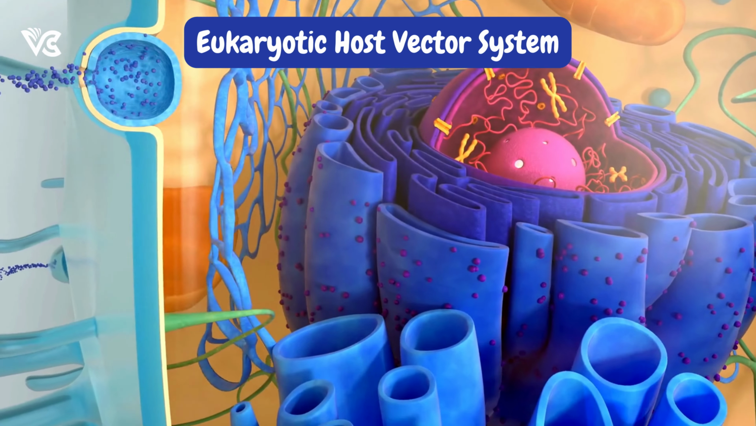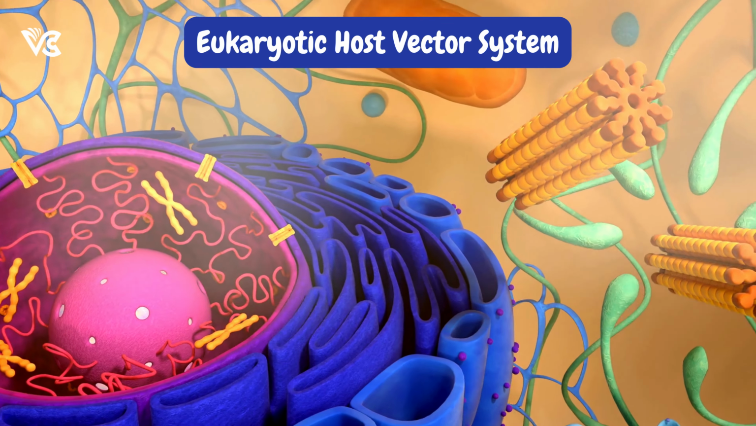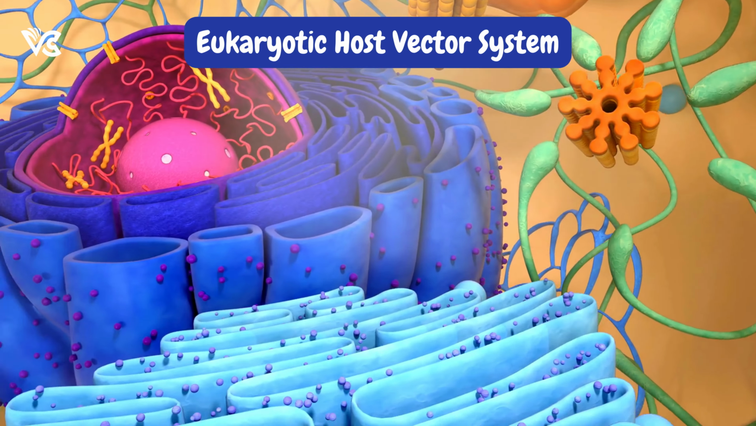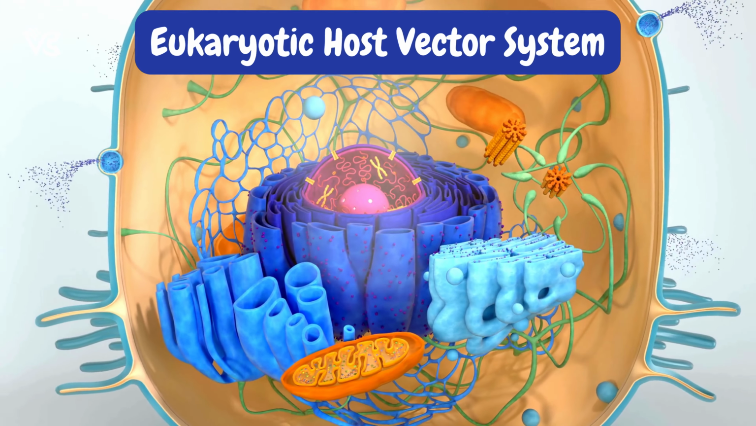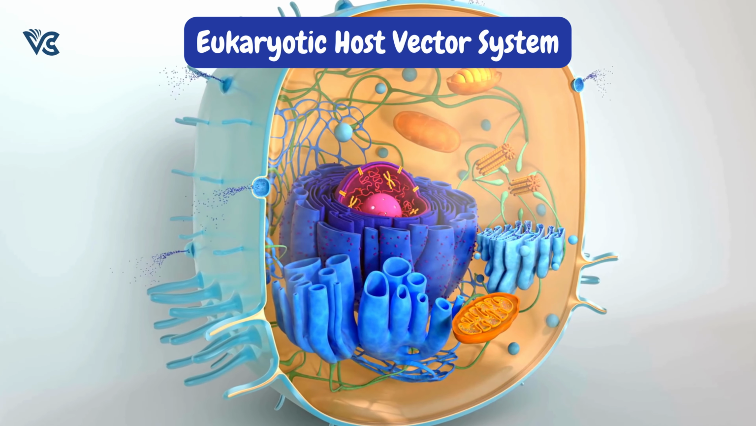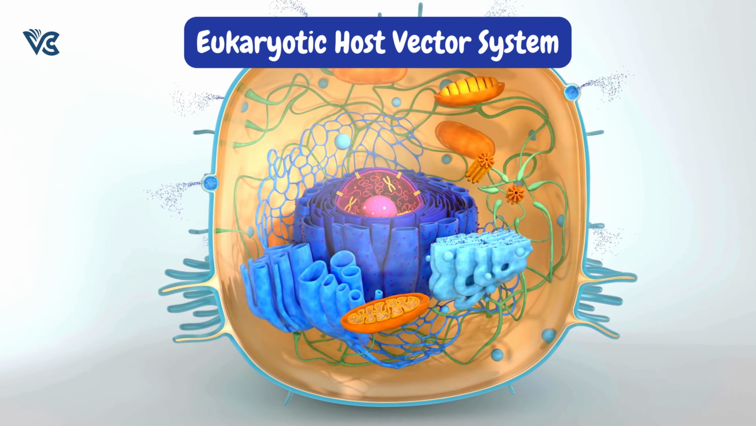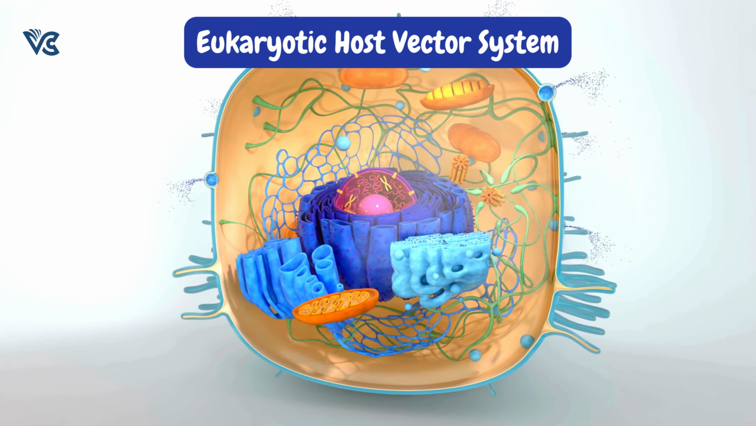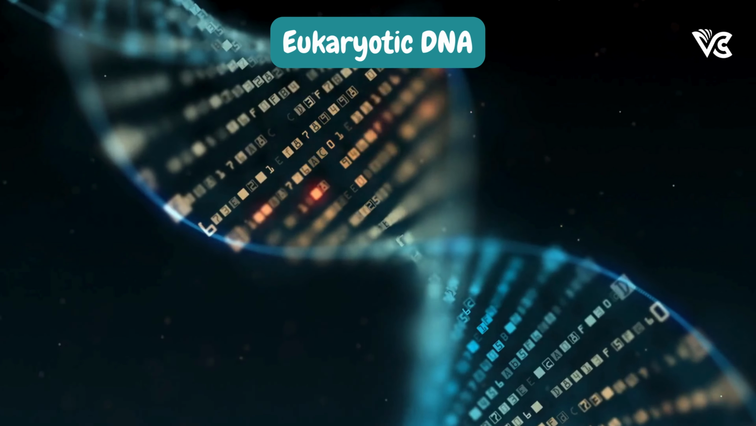Next, we have eukaryotic host vector system. When it comes to analyzing the genomes of higher organisms, scientists face the challenge of cloning much larger DNA fragments, especially since eukaryotic genes often contain introns that can extend hundreds of kilobases. This complexity exceeds the capacity of typical plasmid vectors. To address this challenge, artificial chromosomes have been developed, capable of carrying extensive lengths of eukaryotic DNA.